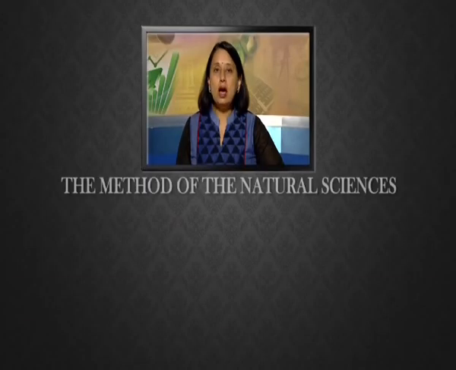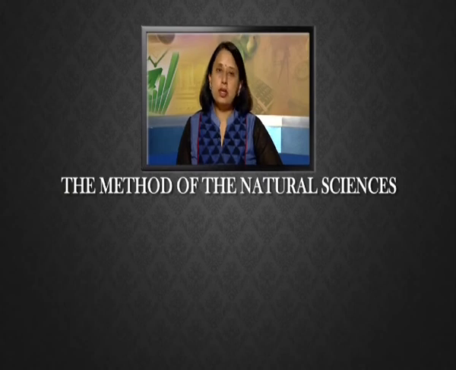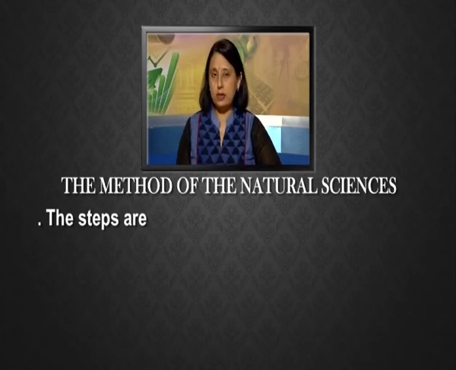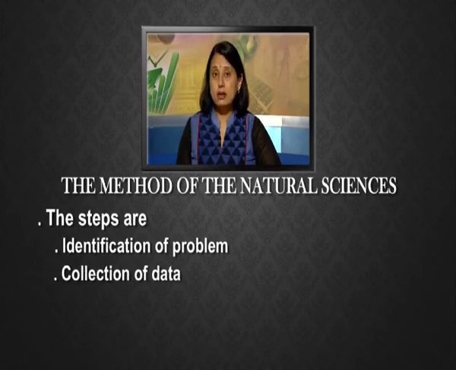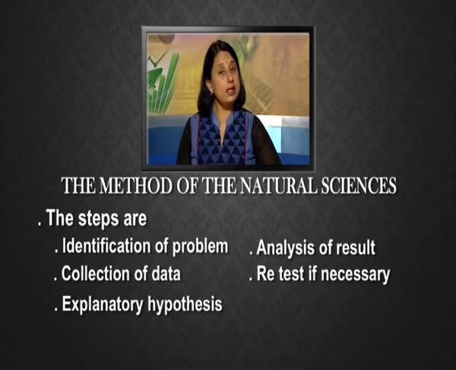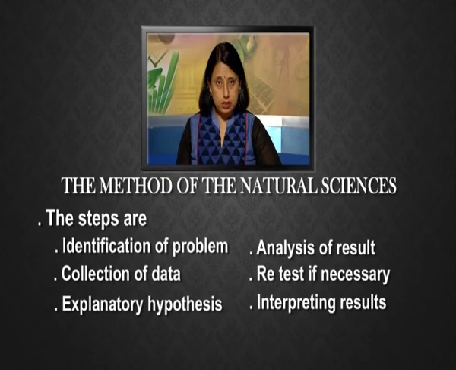So, what we are saying is that a positivist is somebody who uses the method of the natural sciences for the analysis of society. What are the steps that are involved in using the method of the natural sciences? Many of you may be familiar with the steps of science. Just to briefly recapitulate, if you are a sociologist using the positivist perspective, the steps that you would use involve identification of the problem, collection of data, maybe developing a hypothesis, analyzing the result that you have, retesting the data that you have, and then interpreting the data.